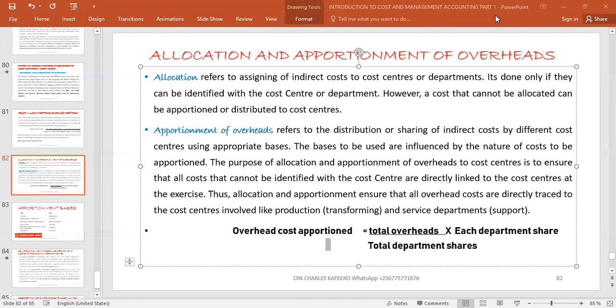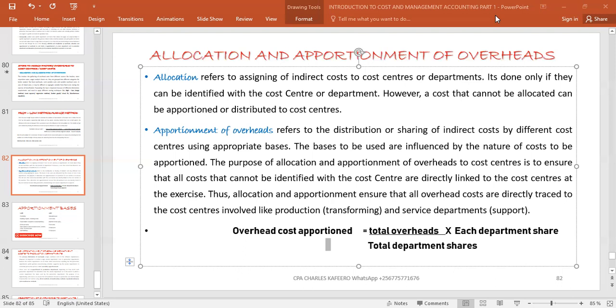Then we multiply each department's share, that is how many kilowatts each department is taking. Remember, we get the totals of the cost we've incurred. If we've spent 10 million on electricity, it will be 10 million over the department shares. If 20 units are in department A, 30 are in department B, and 50 are in department C, we add up 20 plus 30 plus 50 and get 100. So it will be the 10 million over 100 times what each department is taking. Hope you've got that.